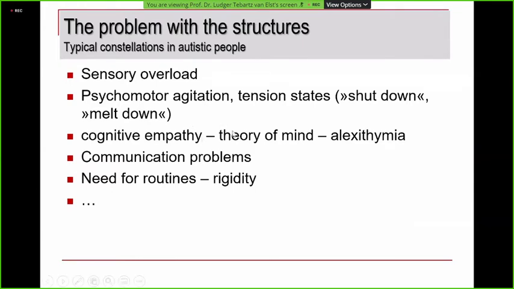Take the sensory overload. It's a structural phenomenon. It's like having pain. You cannot change it. You are sensitive to loud noises, to overload situations, and you cannot change it. You can only live with it. The psychomotor agitation, the tension states at the receptive side, again, are structures because you cannot change it.